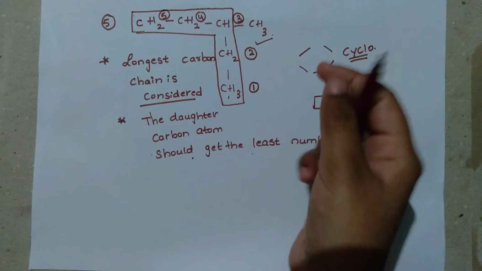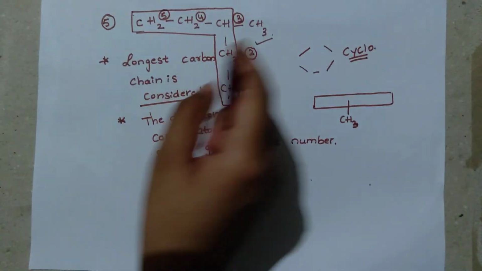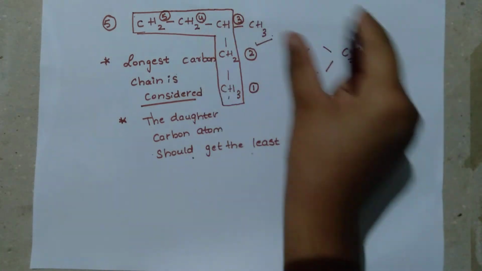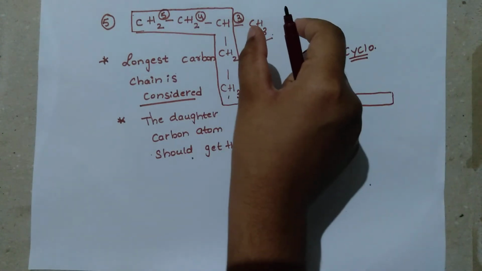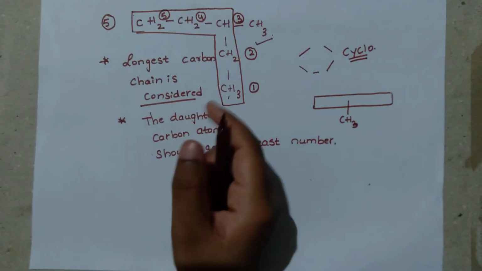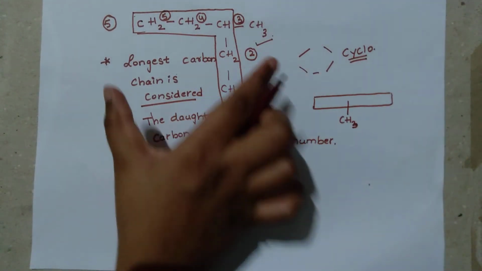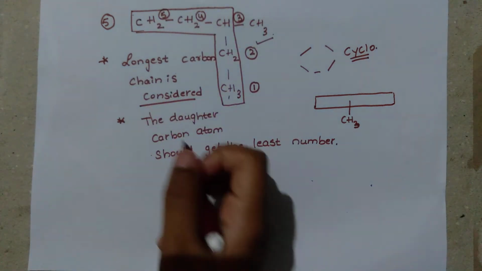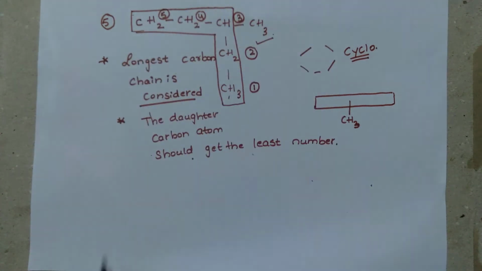In such cases, we need to select the lower number for the daughter carbon, such that the chain would be longest and the daughter carbon would get the least number. These are the main important points we should remember while writing the IUPAC nomenclature. So first, how to name it?